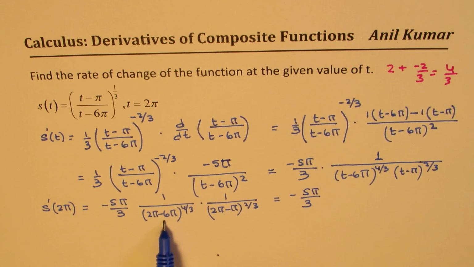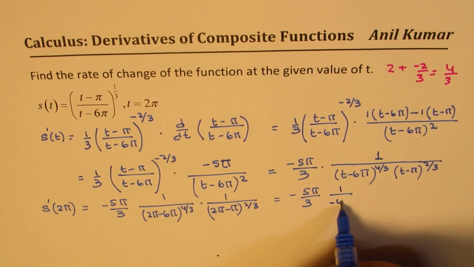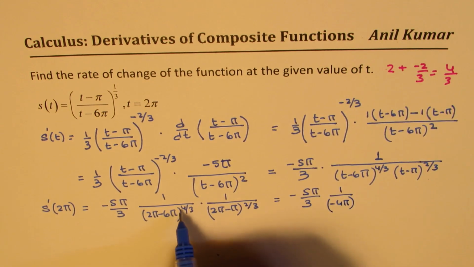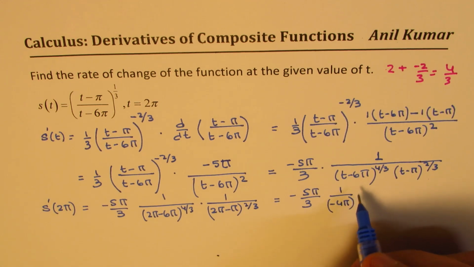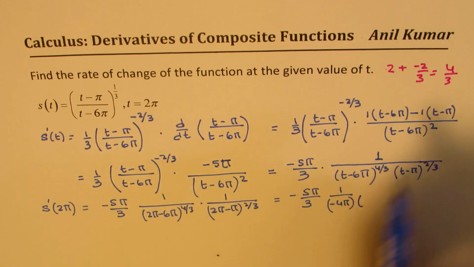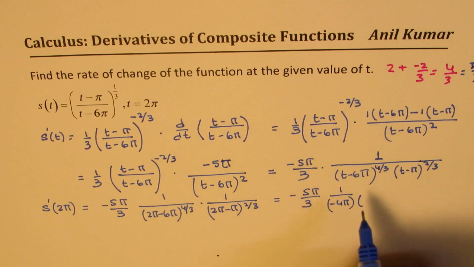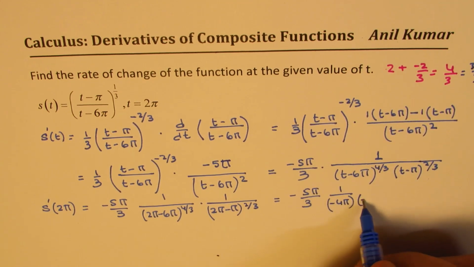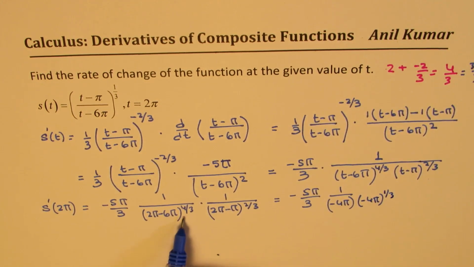Now 2 pi minus 6 pi is minus 4 pi. So we have 1 over (minus 4 pi) to the power of 4 over 3. So 4 over 3 is 1 plus 1 over 3, correct? So you could write this as this times 1 over 3, right, to the power of 4 over 3. See, 4 over 3 is kind of 3 plus 1 over 3, correct? So 1 whole and then 1 cube root, right? So minus 4 pi to the power of 1 over 3. So that is how you could write this portion, correct?